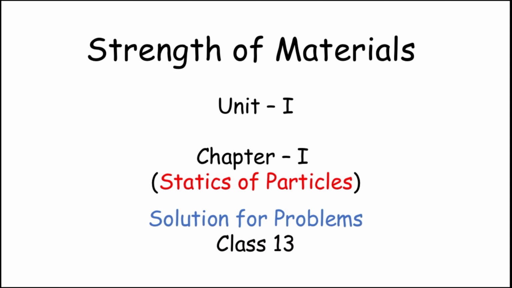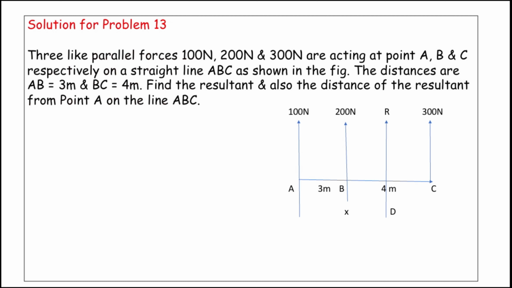The problem number 13 is about like parallel forces. Like parallel means all the forces are traveling in the same direction. 100 Newton, 200 Newton and 300 Newton are acting at points A, B and C in a straight line ABC. So point A has 100 Newton, point B has 200 Newton and point C has 300 Newton, as shown in the figure. The figure is given below.